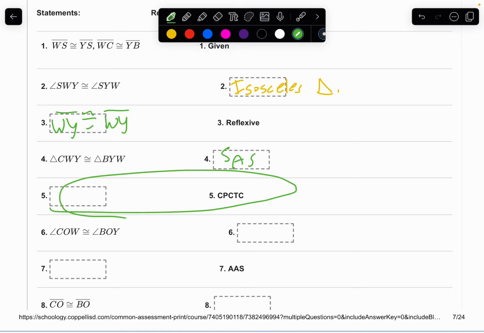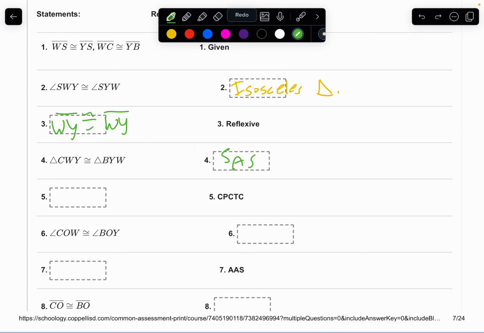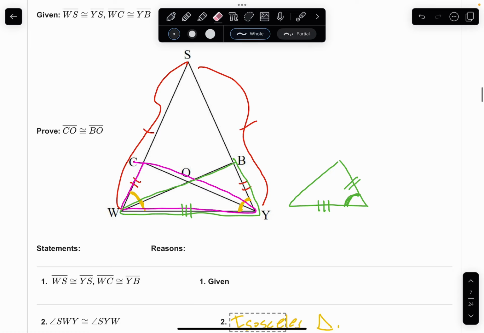This will be a really hard follow-up to know which parts they use. There's a lot of options in here. So let's try our best to figure out what parts they used by moving on. Let's try the next thing, cow and boy, angle cow and angle boy.